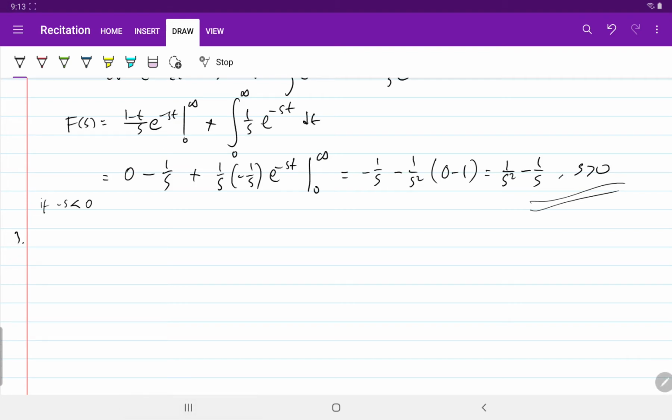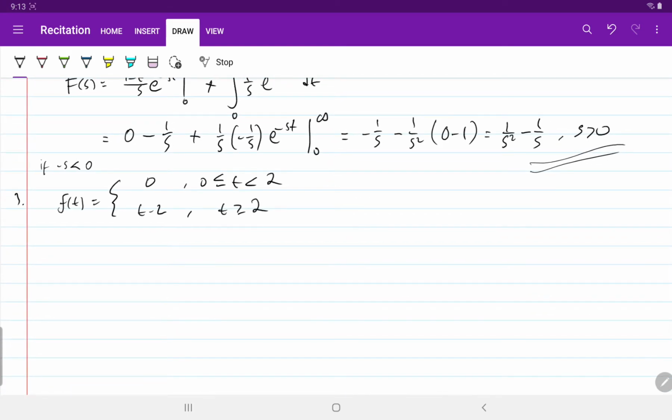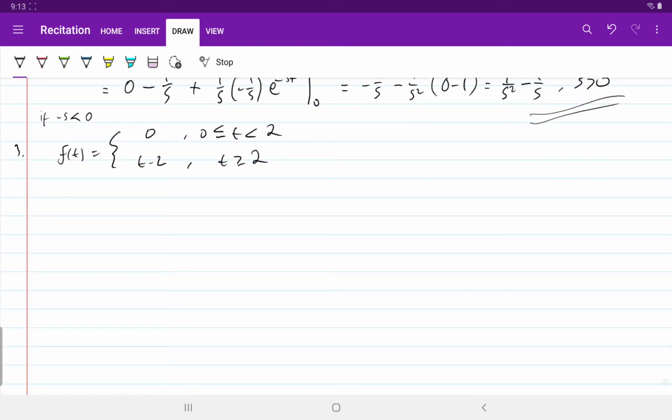Okay, let's continue. For problem number 3, we have f of t. This is a discontinuous function: 0 for t between 0 and 2, and then it's t minus 2 when t is greater than or equal to 2. We need to find the corresponding Laplace transform.